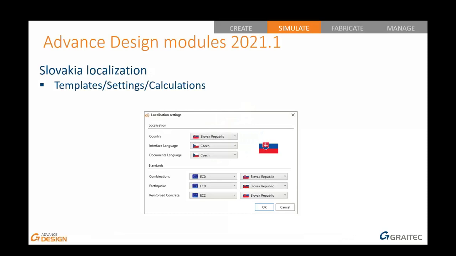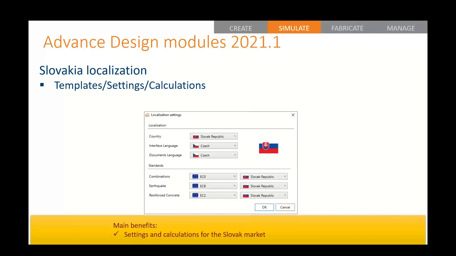Okay, next point. The Slovak localization is now available for design modules. It allows for running the design calculations according to the Slovak appendix to Eurocode. The selection of the country has impact, of course, on used databases like soil database, on report templates, on drawing templates, and others. So, of course, it has impacts on many points. So, again, in short, settings and calculations are now also available for the Slovak market thanks to that Slovak localization.